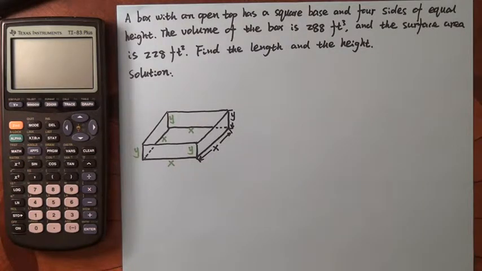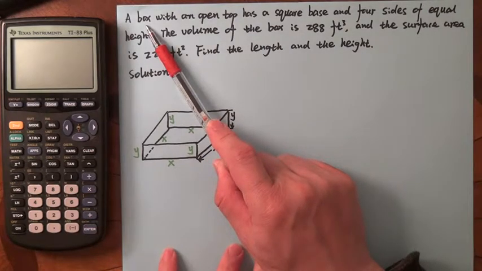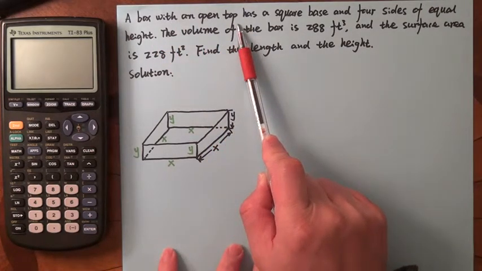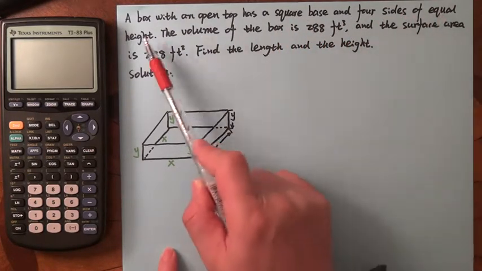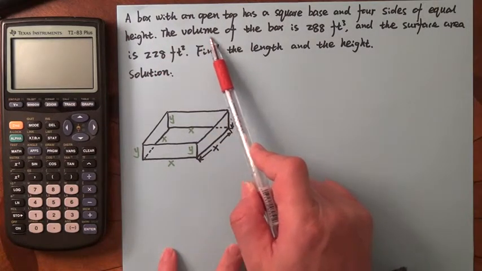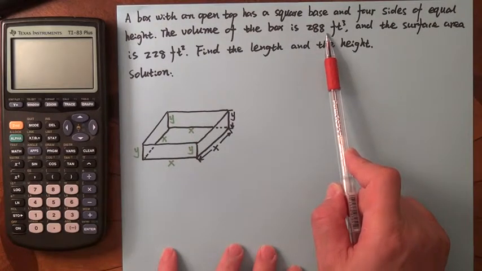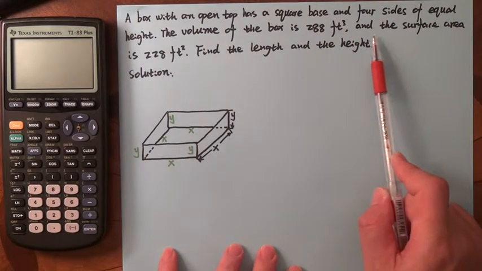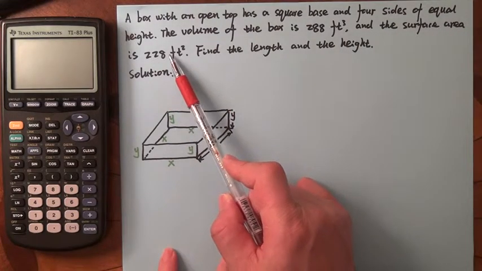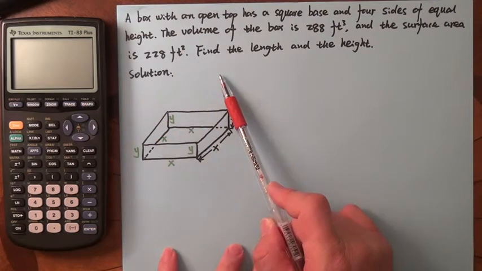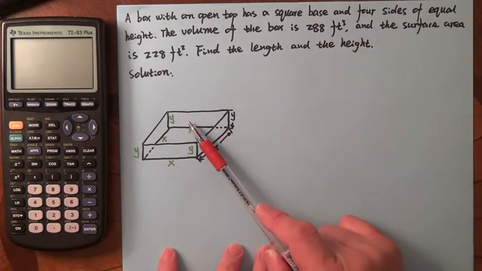In this lecture, we'll look at this story problem. A box with an open top has a square base and four sides of equal height. The volume of the box is 288 feet cubed and the surface area is 228 feet squared. Find the length and the height.